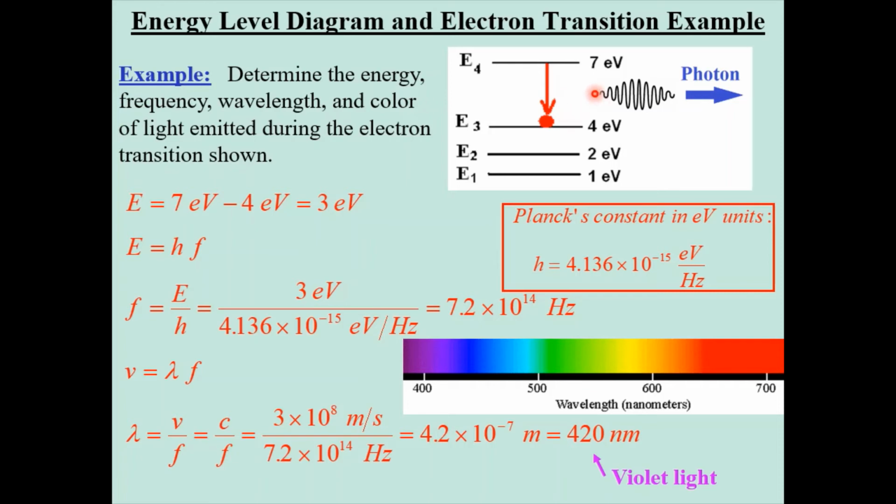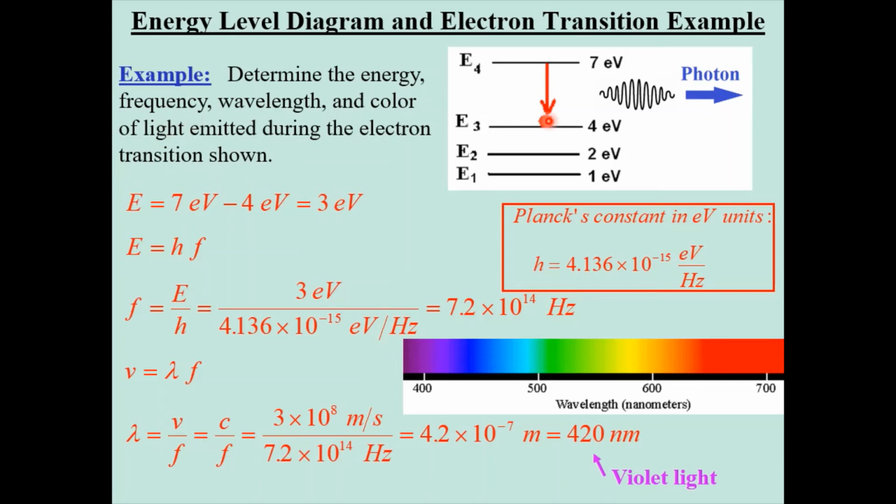Okay, so this is just a little different way of looking at the Bohr model of photon emission, which we've been talking about. So the first thing we're going to do is figure out the energy of our photon. Well, that's actually very easy, because look, the electron started up here at 7 electron volts, and it ended up at 4 electron volts. So to go from 7 to 4, the photon must carry away 3 electron volts. So we just take 7 minus 4, which is 3 electron volts.